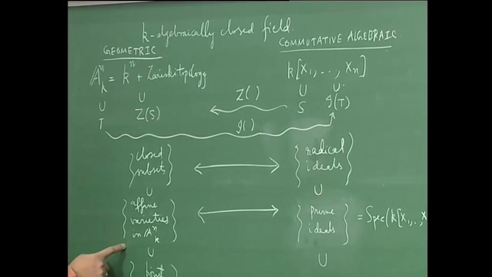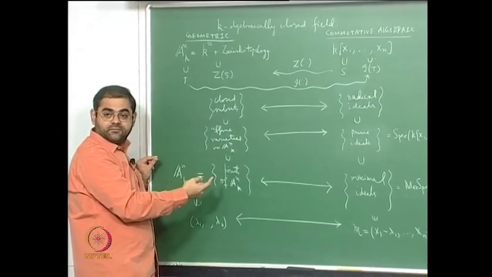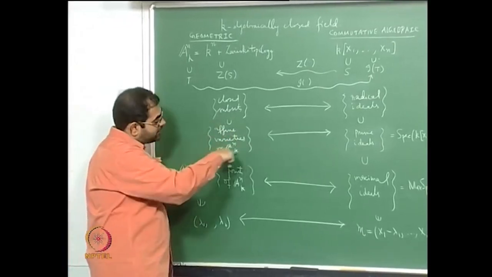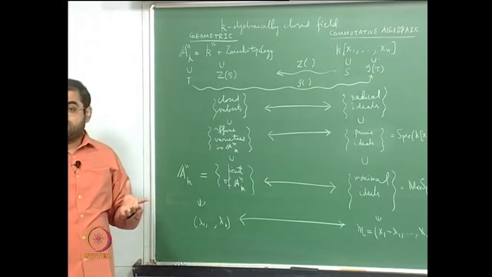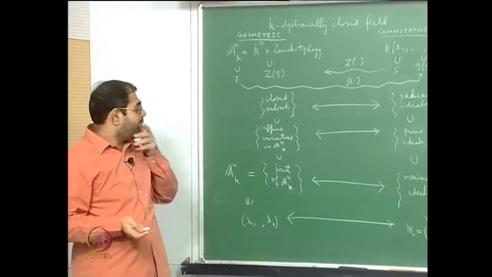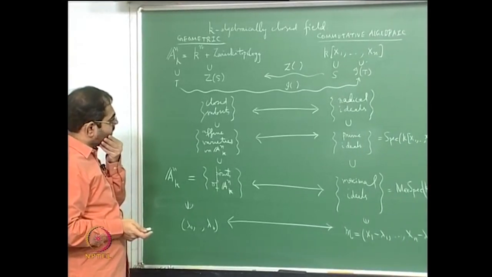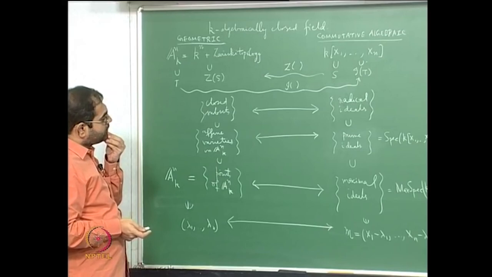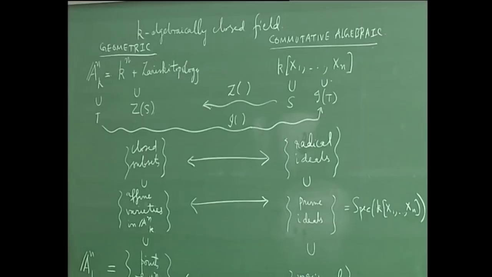These are the building blocks, and that's the reason why these have to be first studied. So you should understand that affine varieties are important because they are the building blocks even in the most sophisticated form of the theory. And the other important thing is, of course, that these sets are topologically irreducible.